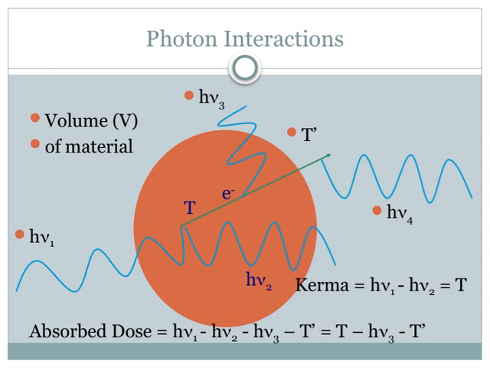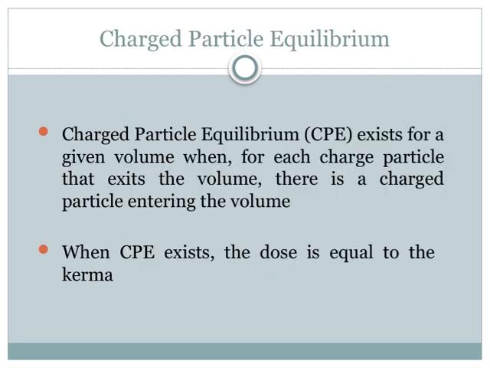This understanding is fundamental in radiation physics and dosimetry, linking the microscopic interactions to the macroscopic effects we measure and control. Charged particle equilibrium, or CPE, exists for a specific volume when, for every charged particle that leaves that volume, there is a corresponding charged particle entering it. Essentially, this means the number of charged particles coming in matches the number going out, maintaining a kind of balance.